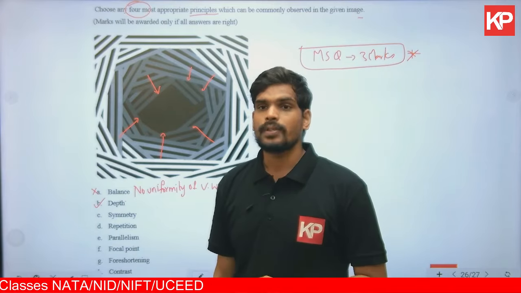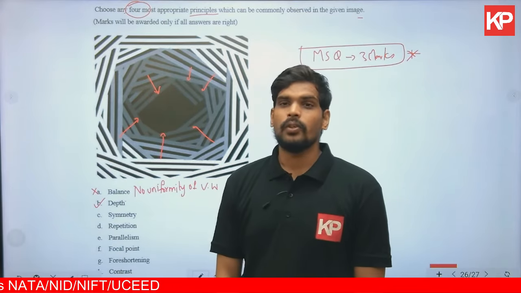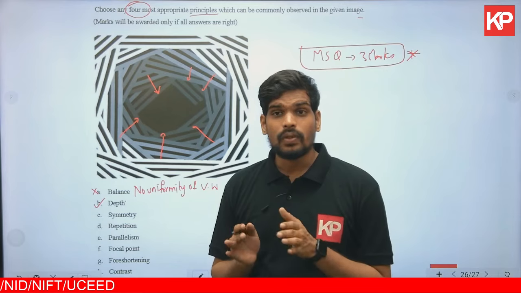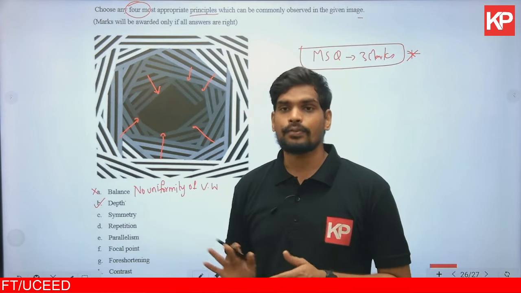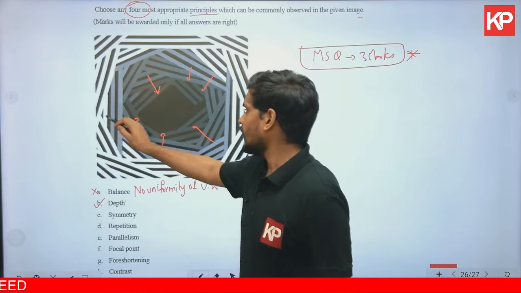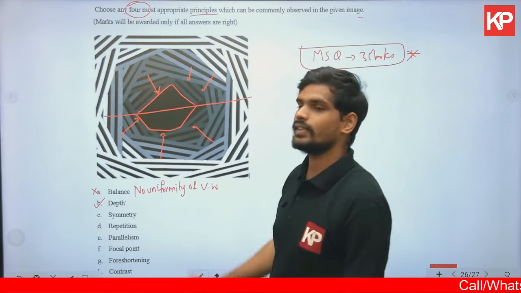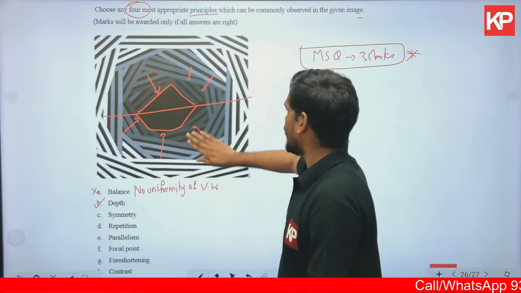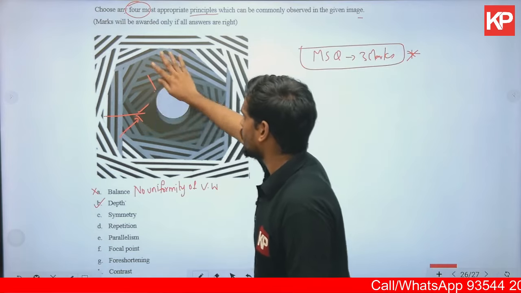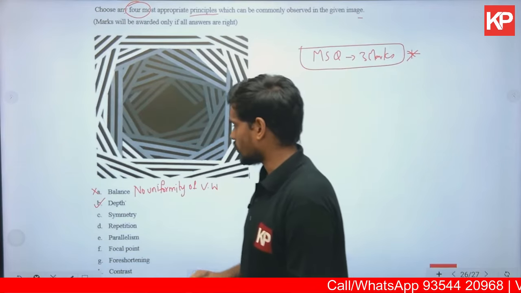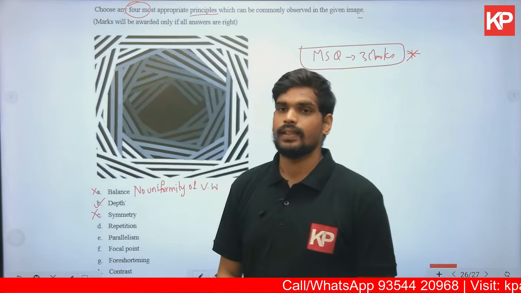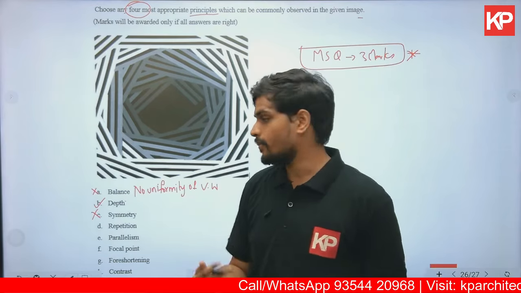Then the third option is symmetry. Do you find symmetry in this picture? Can you divide this picture into two equal halves by drawing a line? If I draw a line like this, obviously these are not two equal halves. There's a triangle here and there are flat lines. The shape is not same. So any line you draw will not create two equal halves in this picture. So symmetry is not correct. So this is asymmetrical balance basically.